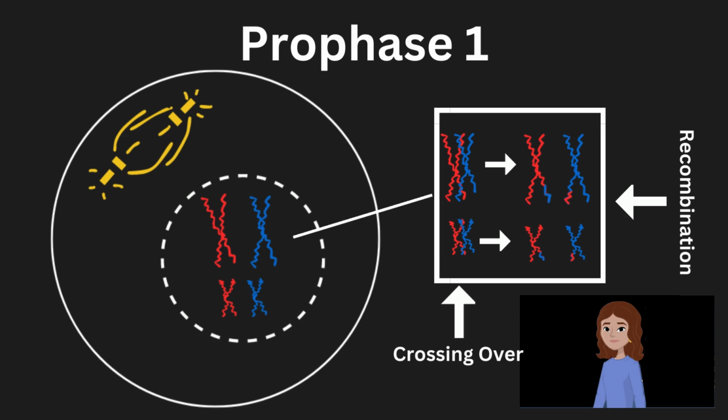Keep in mind, while this is happening, we are also seeing the same changes in the cell that occurred in mitosis, such as the breaking down of the nuclear membrane and nucleolus, as well as the formation of the spindle, which in this case is called the meiotic spindle rather than mitotic spindle, for obvious reasons.